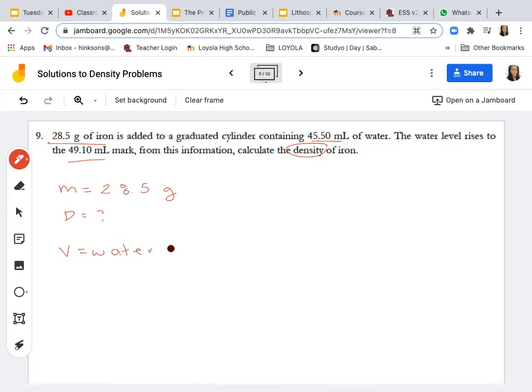So the volume is the total water displacement. How do I figure that out? Yes. Okay, so I'll take away 45.50 milliliters from the 49.10, right? Because it starts there and then it displaces. It displaces the total amount of volume of the solid that I put inside. So what is the volume?